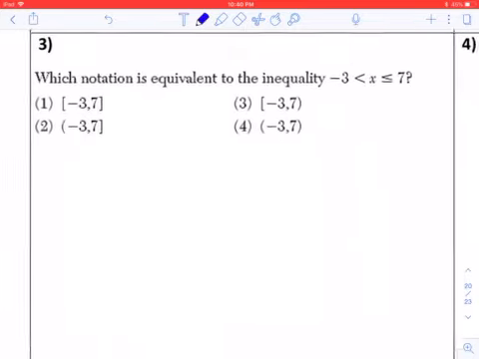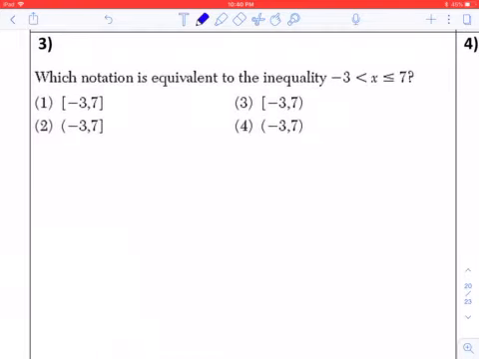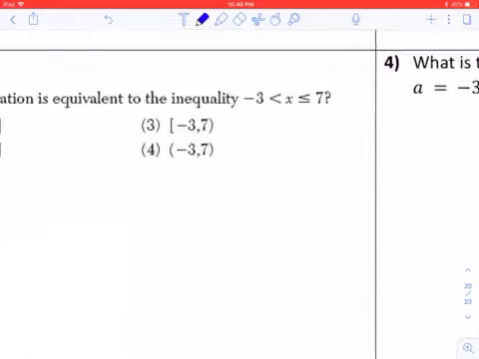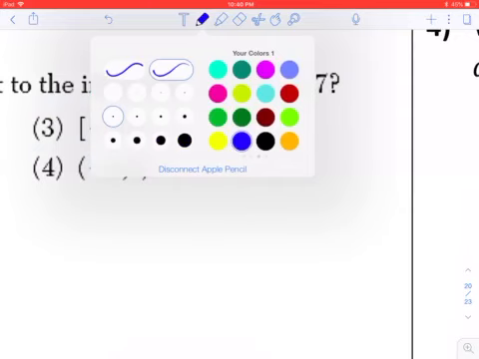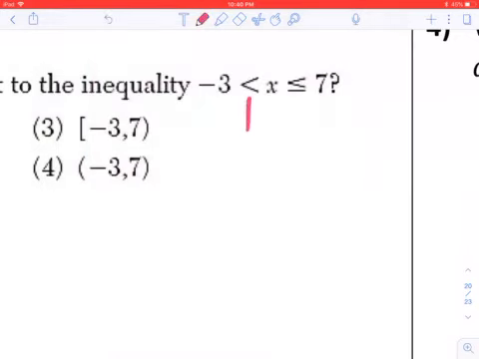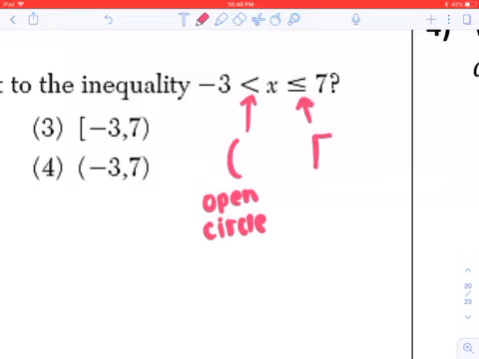Number 3, which notation is equivalent to the inequality -3 is less than x is less than or equal to 7? So we need to remember that when you have the inequality with no line, that's a parenthesis, which is equivalent to open circles, like we just said. And the inequality with a line is a bracket, which is equivalent to closed circles.